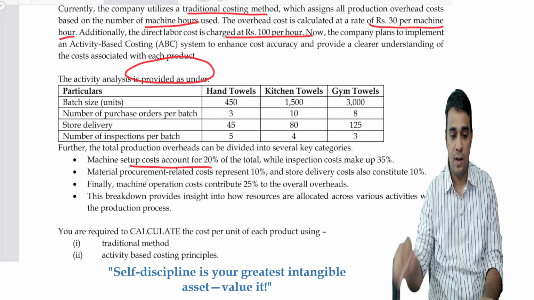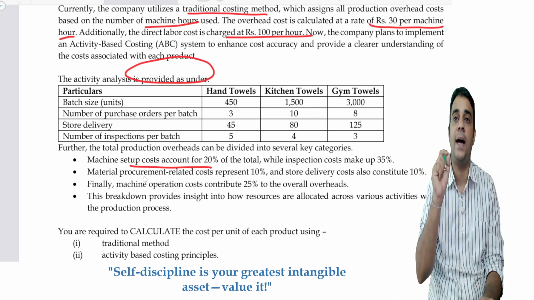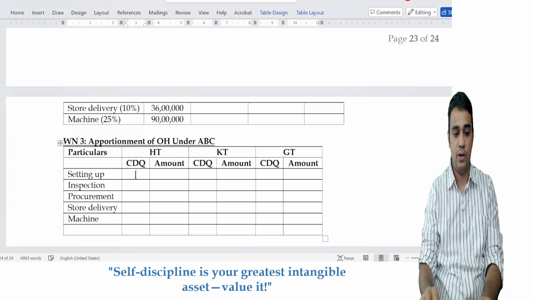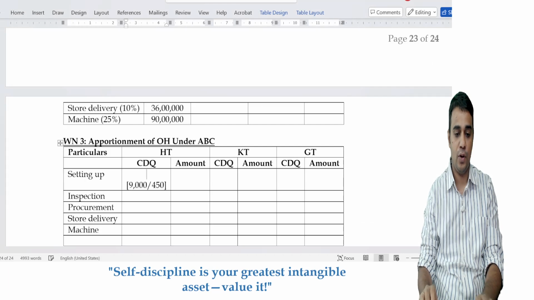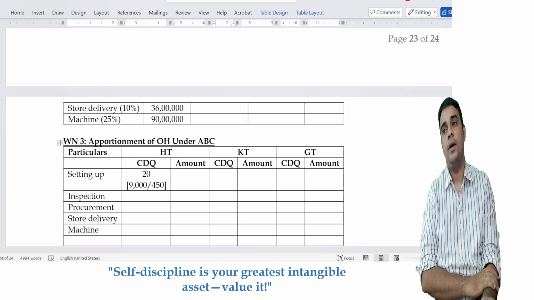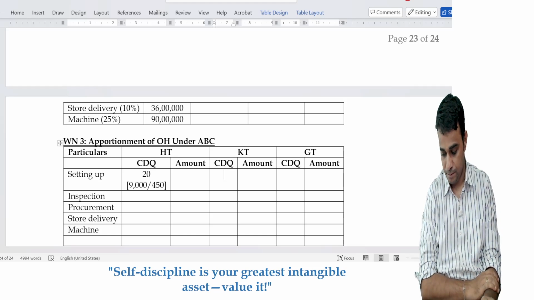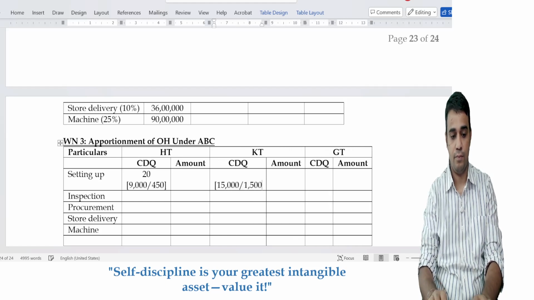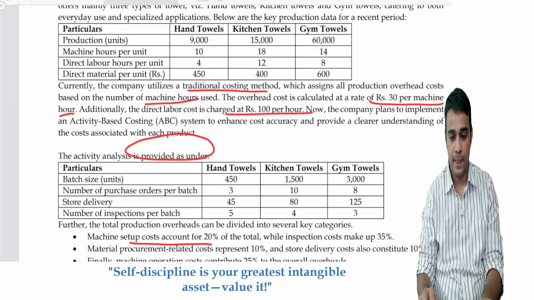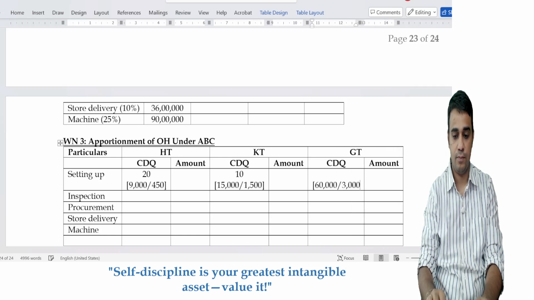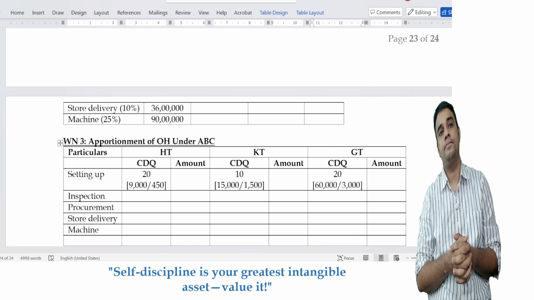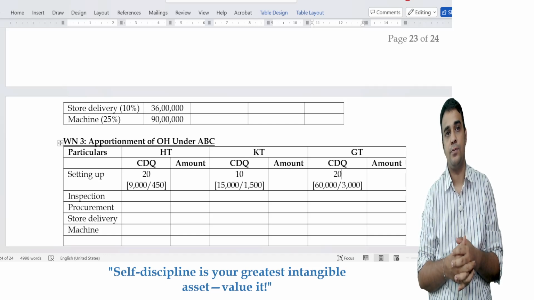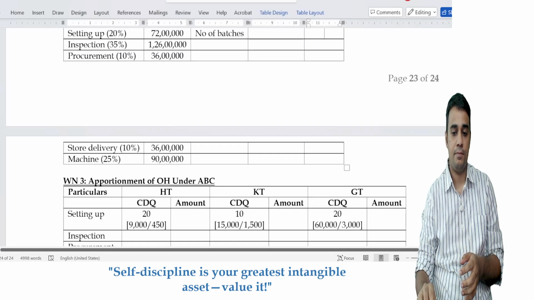Number of batches. Listen. If they give you batch size, you divide overall units by the batch size, you'll get the number of batches. So here 9,000 divide by 450, 20 batches. Then 15,000 by 1,500, 10. 60,000 by 3,000, 20. So 20, 10, and 20. Clear? Adds up. I write here 50.